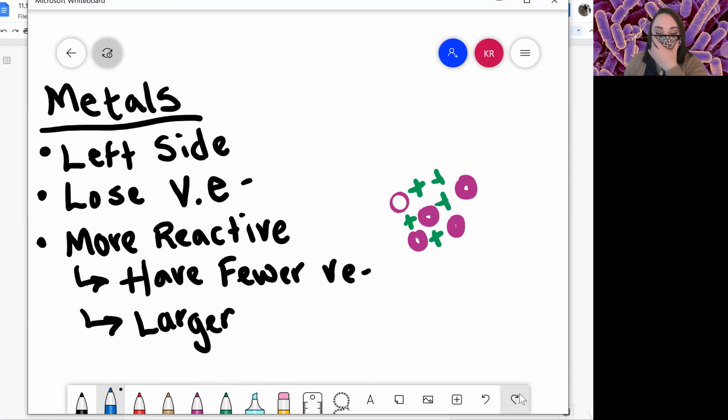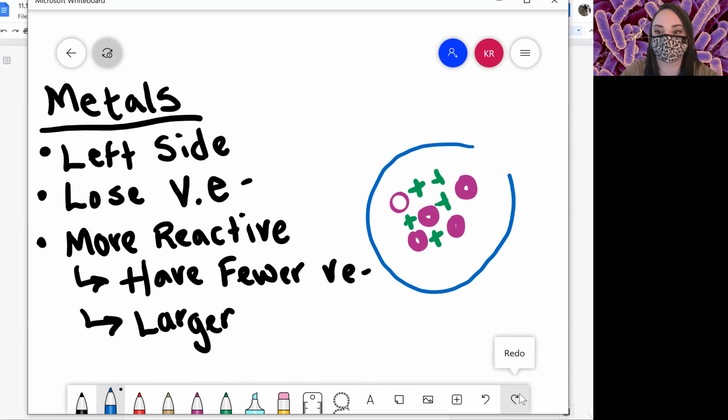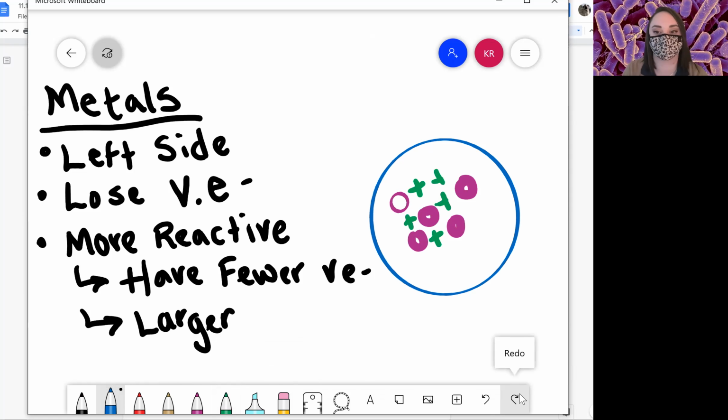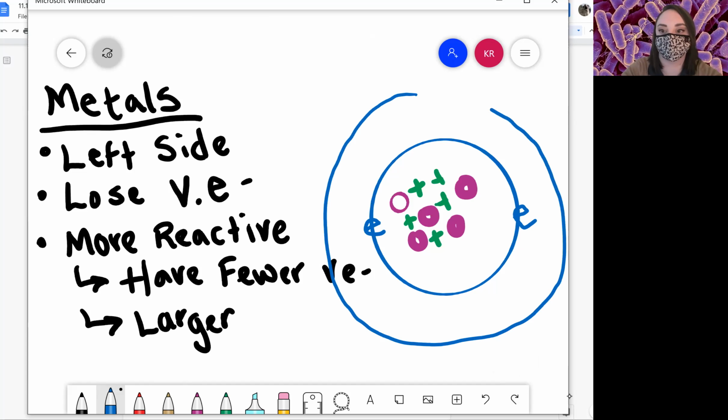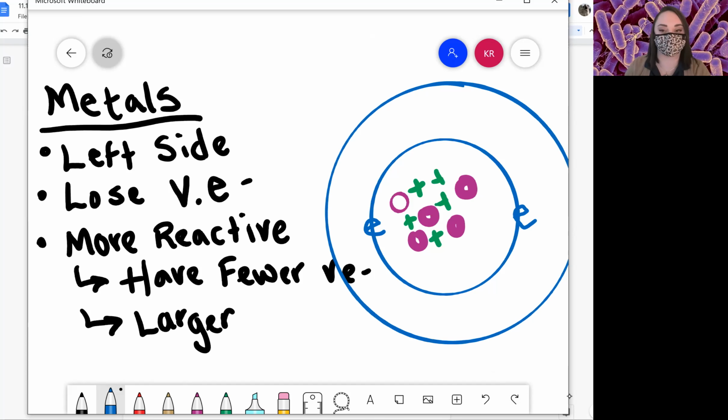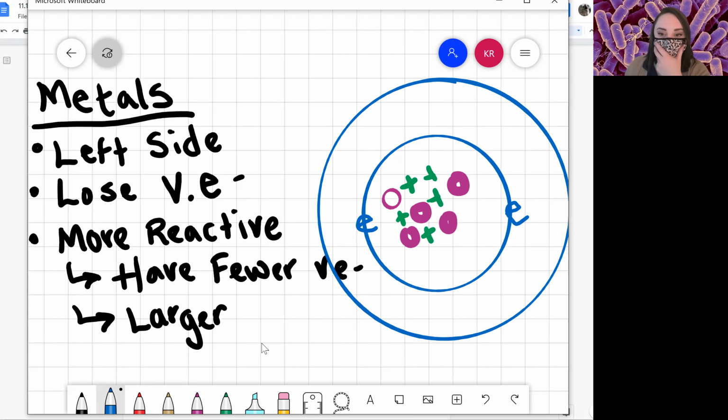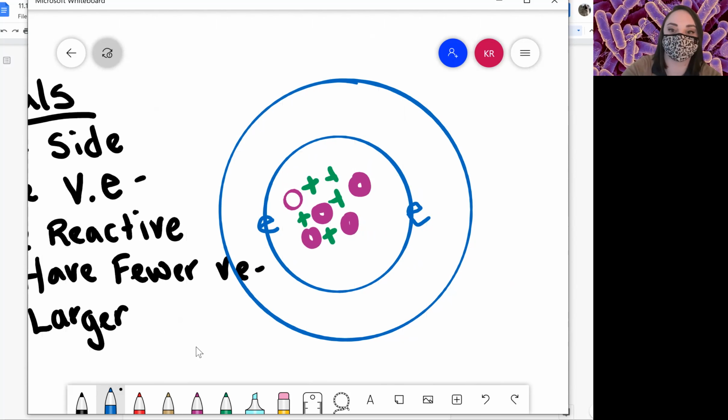So if I have 5 protons, then I'll have 5 electrons. How many electrons go in the innermost ring? Good, 2. I'll just represent them as an E. And if I have 2 there, how many then have to go on the outside? For this atom in particular, I have to get up to 5. So how many does it have in the outer ring? 3, good.